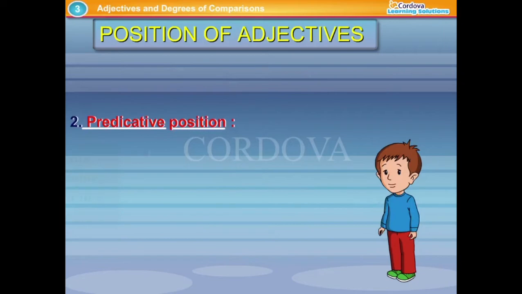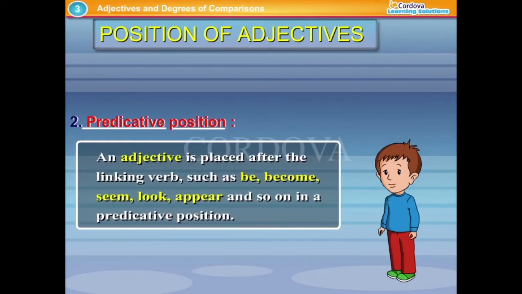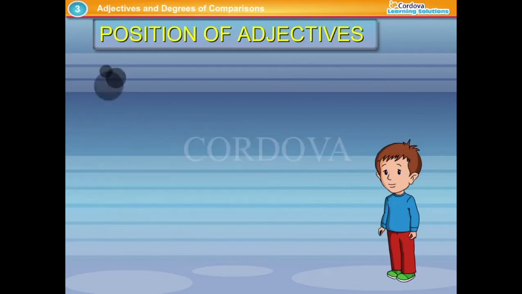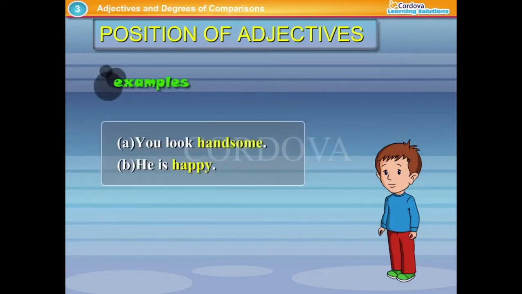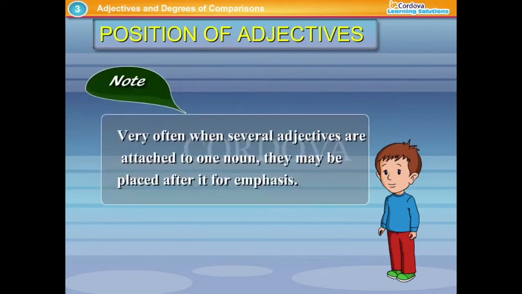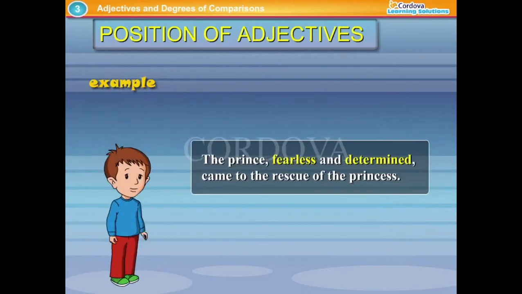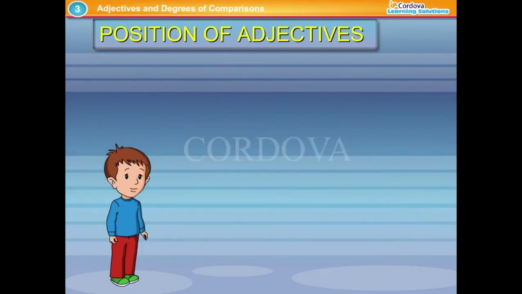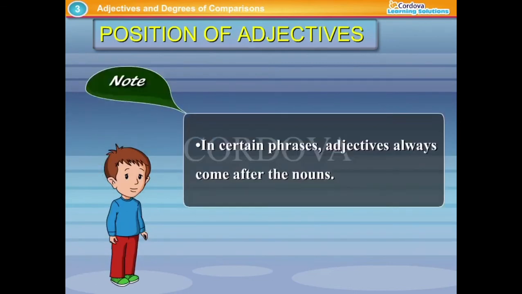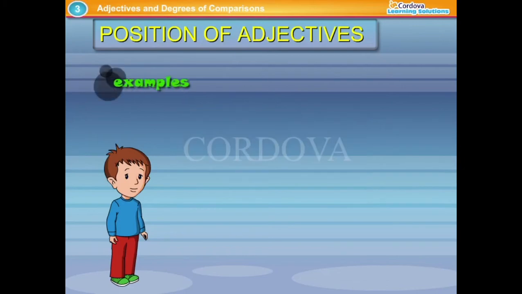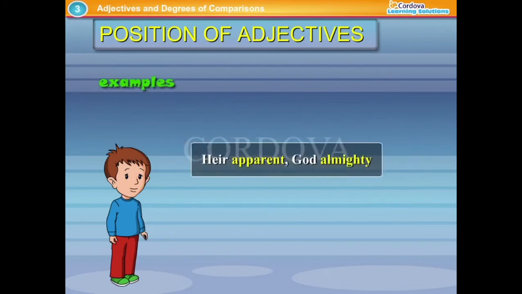Predicative position. An adjective is placed after the linking verb, such as be, become, seem, look, appear, and so on, in a predicative position. Examples: you look handsome. He is happy. Note: very often when several adjectives are attached to one noun, they may be placed after it for emphasis. Example: the prince, fearless and determined, came to the rescue of the princess. In certain phrases, adjectives always come after the nouns. Examples: heir apparent, God almighty.